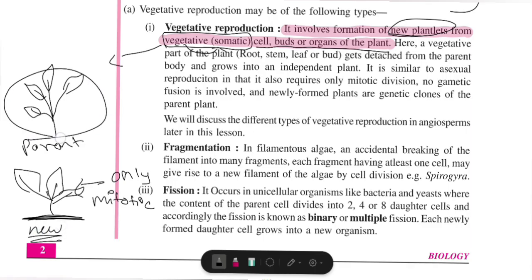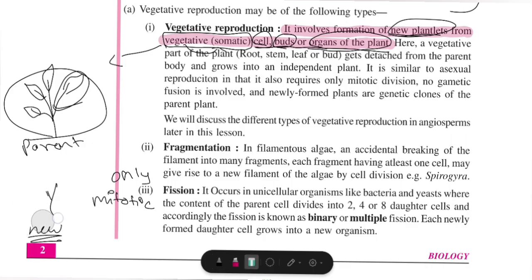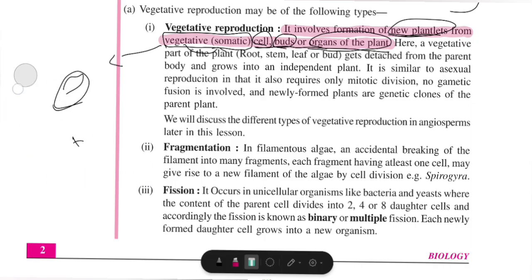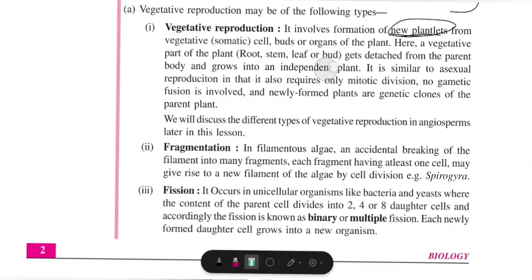This is the parent plant. Parent plant still exists, and then we have the baby plant. So basically vegetative reproduction is the formation of new plants from a part of the parent plant. What are the parts? It can be cell, bud, or organs of the plant. Now we have understood what vegetative reproduction is. Now we can go on and we can start with the types of vegetative reproduction.